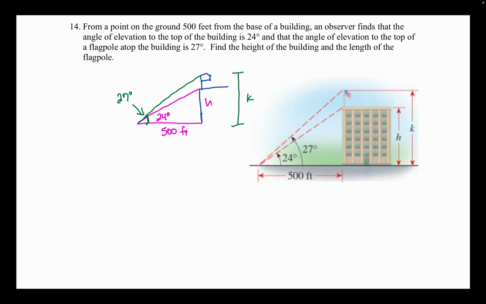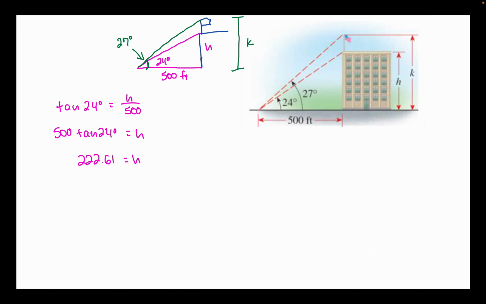So solving for H, we're going to use tangent again. Tangent of 24 degrees is going to be H over 500. So I'm going to multiply 500 times tangent of 24 degrees. And we're going to get about 222.61. Okay, so that is the height of my building. And I'll just round to the nearest tenth.